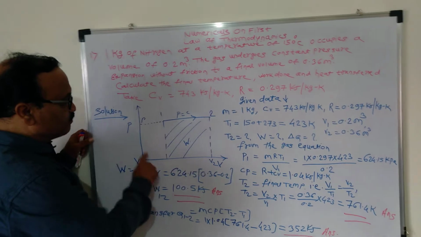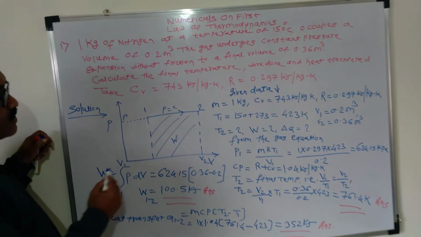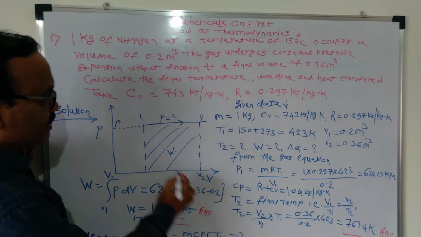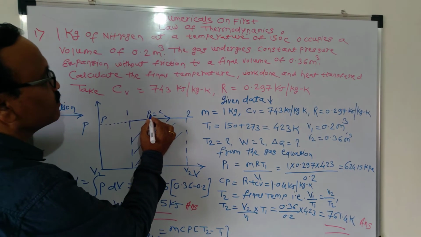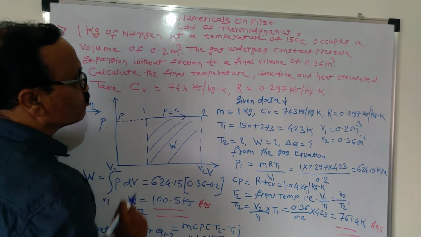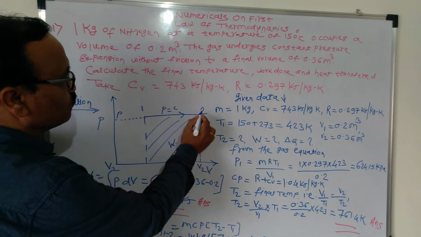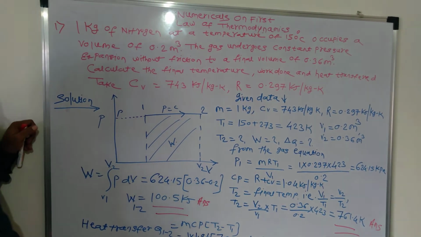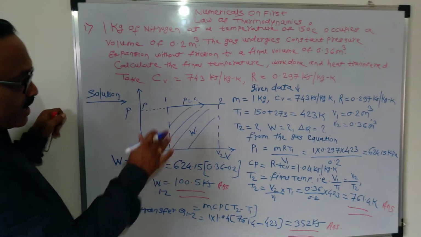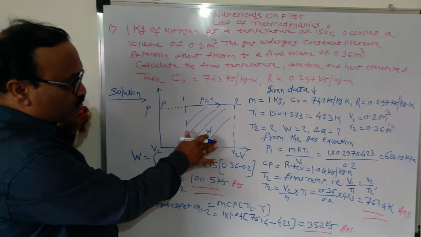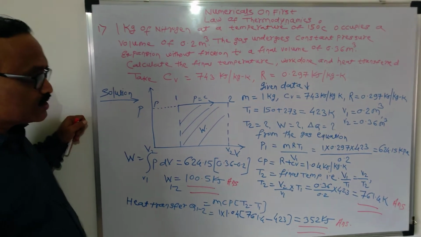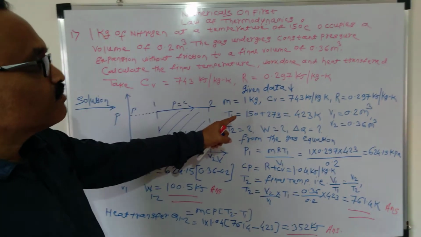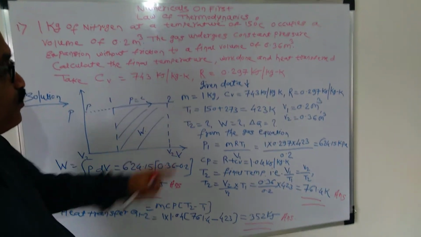Let us first draw the PV diagram for the given process. So this is the PV plane. State 1 to state 2, the gas follows a constant pressure process, and as we know, the area below this curve represents the work done for the process. So this is the given information from the problem.